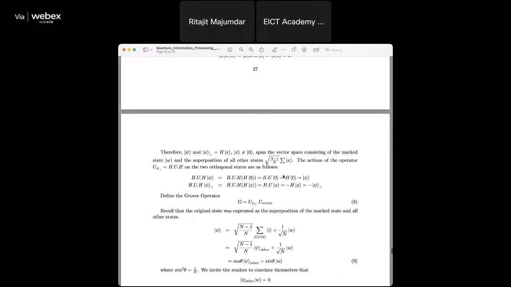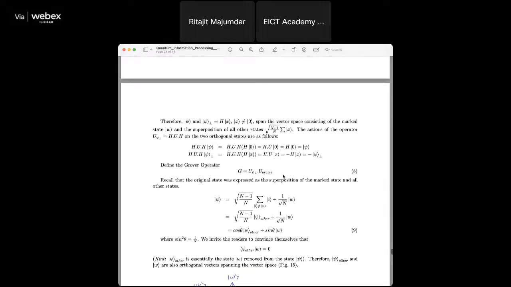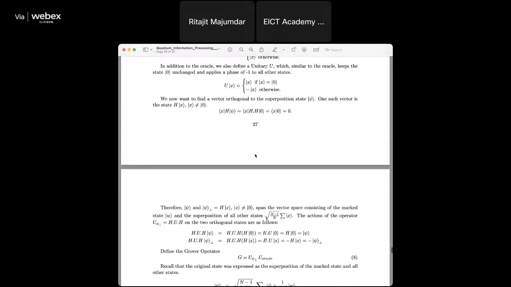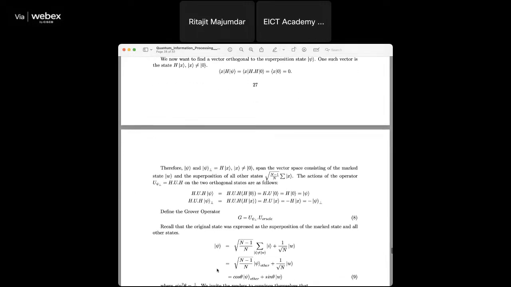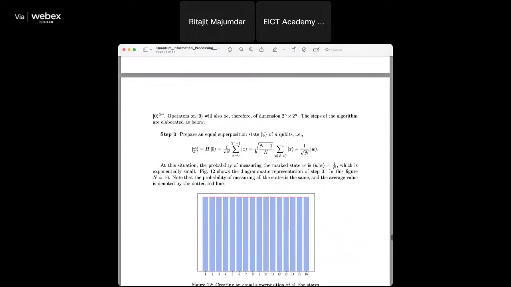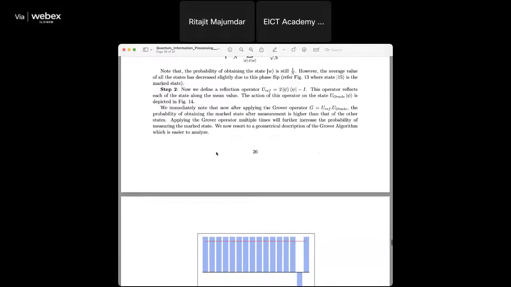Okay, great. Now we will define two other states. Remember this U that we defined? It keeps 0 unchanged. For every other state, it adds a minus phase. So this is the U state, U acting on x. And how did I get psi? Remember, I applied Hadamard on all the qubits. Let's come here. How did I get the state psi? I applied Hadamard on all the qubits. So psi is basically Hadamard acting on 0, where this 0 is an n qubit state.